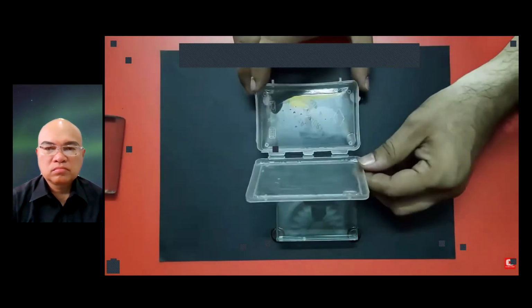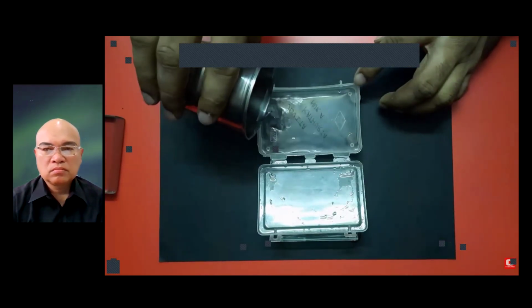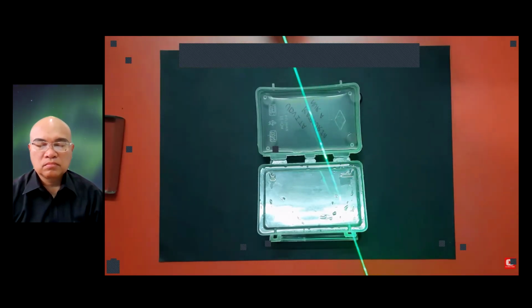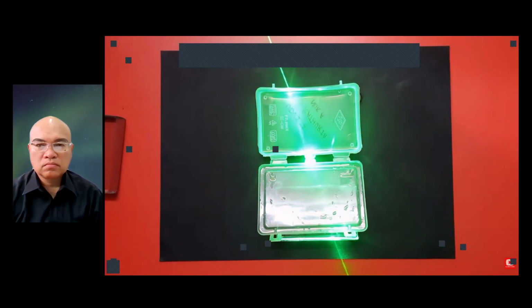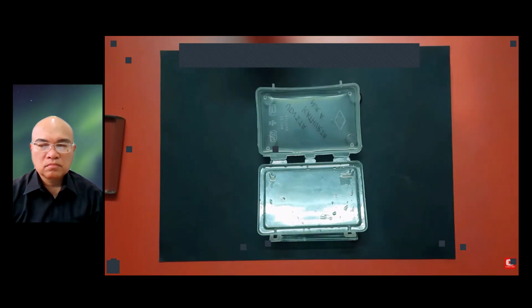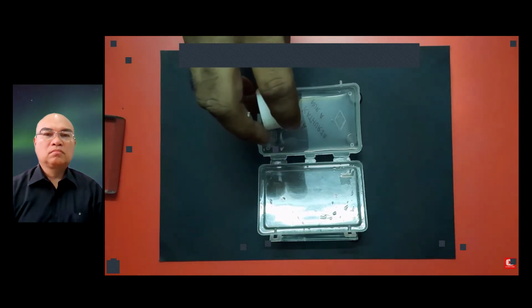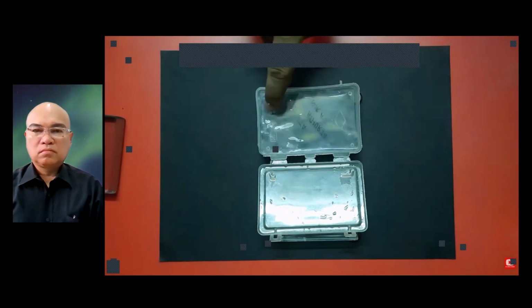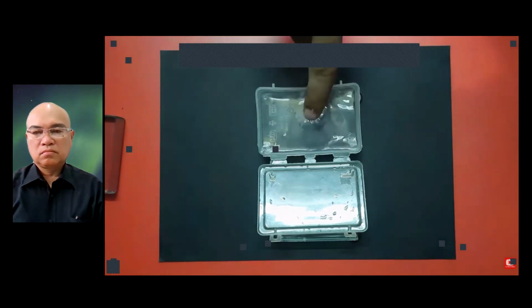Now let's observe how bending of light takes place if we replace the glass slab with a plastic box containing water. We will observe the laser beam is not clearly visible in the water. Now I am going to add a few drops of Dettol in the water to increase the scattering effect. It will make the laser beam slightly visible in the water.